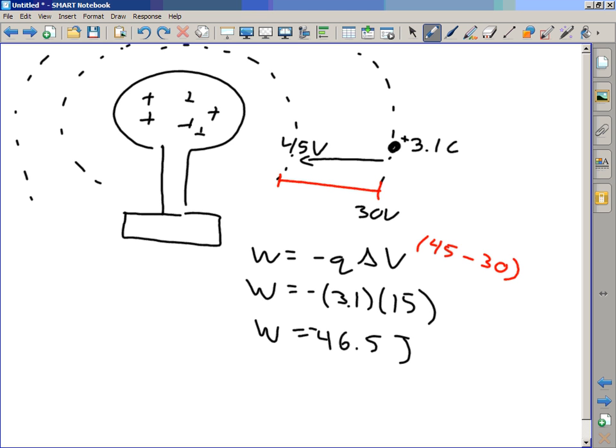Okay. Now let me reverse this. Let's take the same 3.1. Let's make it a proton. I have a proton here, and I'm going to release it, and I'm going to allow this proton to move over here to the 30 volt line. Positive, positive, they want to repel each other, the proton's going to run away. How fast is that proton going to go at that point in time, whenever it's all the way out to the 30 volt line?